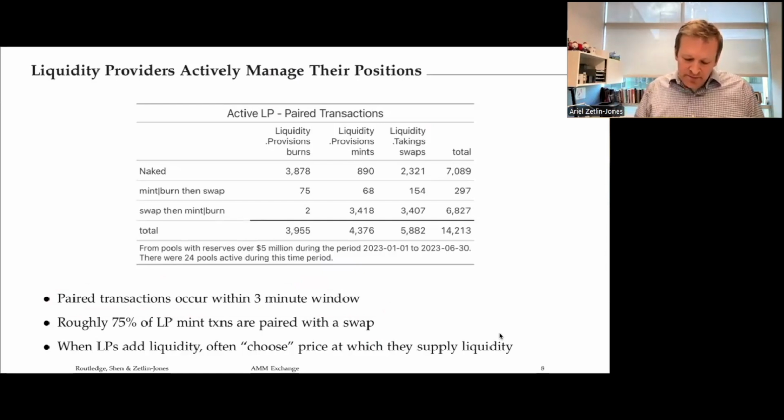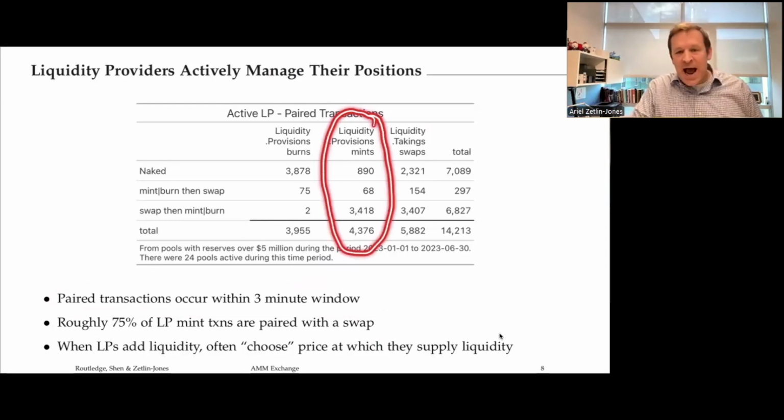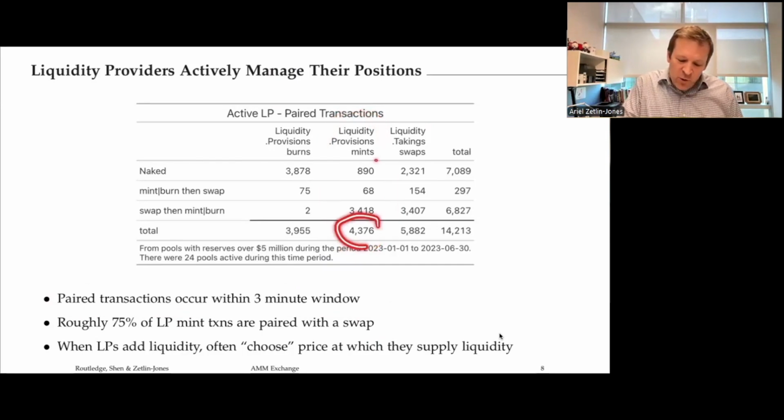And what do I observe? What I want you to focus on is this column in the middle. I'm looking at active liquidity providers, and I'm going to look at their minting behavior when they add liquidity to the pool. Of my 4,000 active liquidity provider minting transactions, about 1,000 of them are naked, meaning I can't find a swap around this time. Those are mints where they add liquidity and don't set prices. They take prices from the DEX as given and they leave the price alone. But I see 3,400 cases where they swap and then mint. I see 3,400 cases where they actively trade against and then supply liquidity.